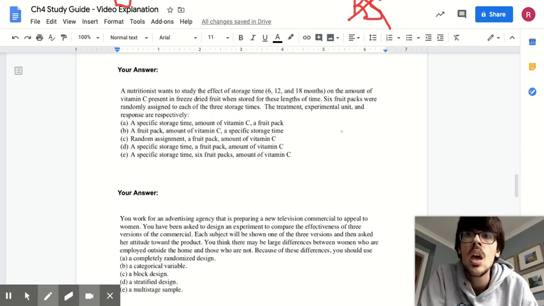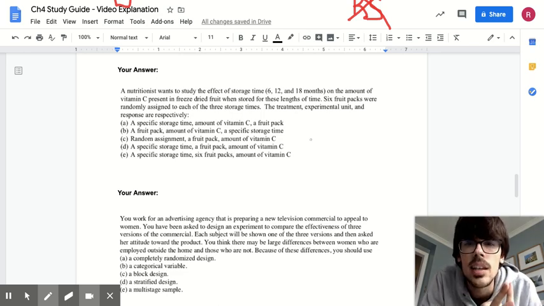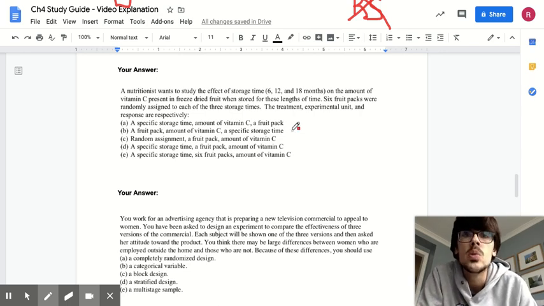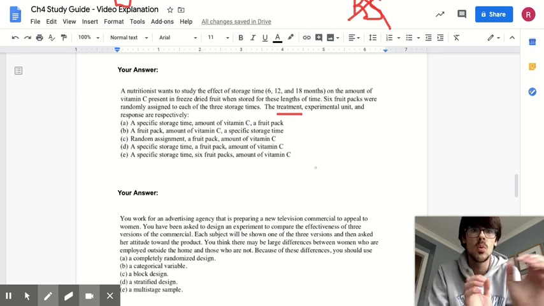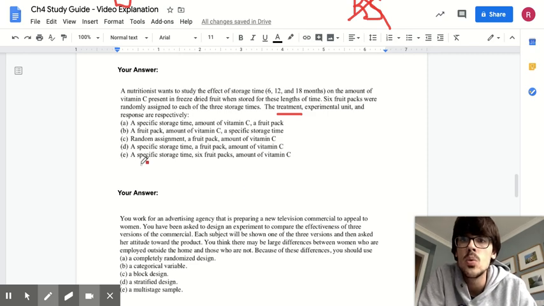We're taking these little fruit packs and we're measuring the amount of vitamin C in the fruit packs at 6 months later, 12 months later, and 18 months later. So we're going to store, let's see, yeah, they're checking to see how long they store them for. So the treatment in this study is the first thing they talk about. Treatment is what you actually impose or what you do to your different groups in an experiment as the researcher. And you are choosing a storage time. 6 months, 12 months, 18 months are your 3 treatment levels in the problem.